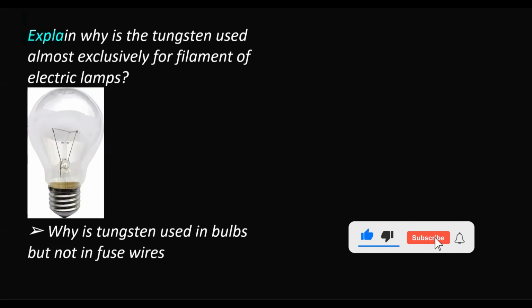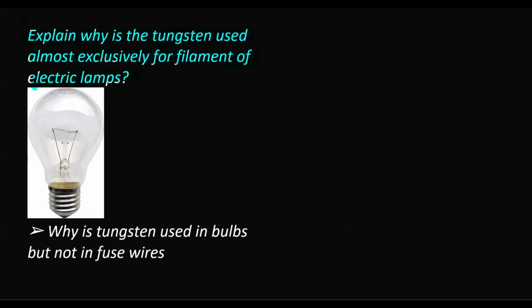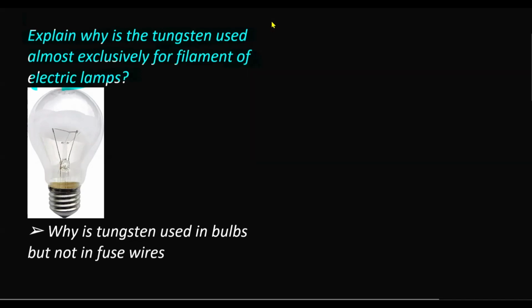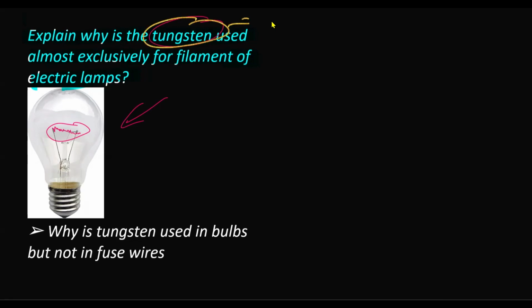In the next question, it says explain why tungsten is almost exclusively used for the filament of the electric bulb. You can see in the figure, this is the filament of the electric bulb, and it is made up of tungsten. Why do we use it in an electric lamp? This is because tungsten has an extremely high melting point, I think 3380 degrees Celsius.